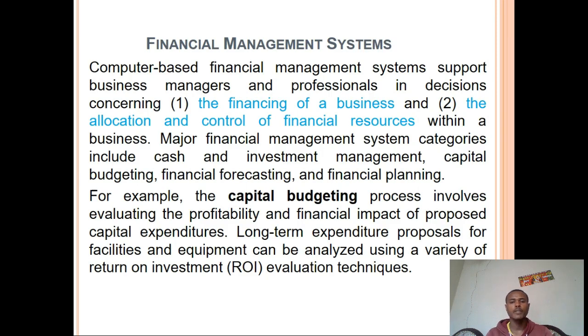The major financial management system categories include cash and investment management, capital budgeting, financial forecasting, and financial planning. For example, the capital budgeting process involves evaluating the profitability and financial impact of proposed capital expenditures. Long-term expenditure proposals for facilities and equipment can be analyzed using a variety of return on investment valuation techniques.